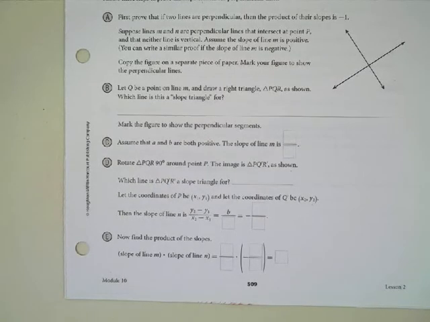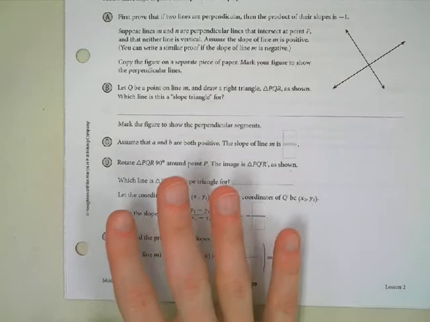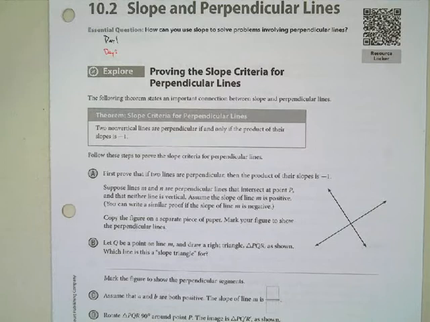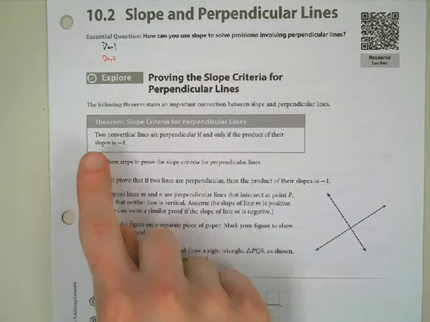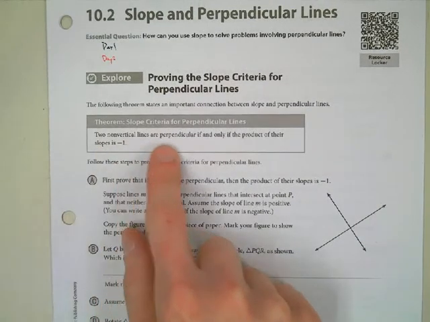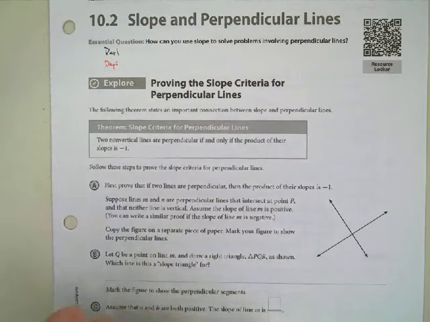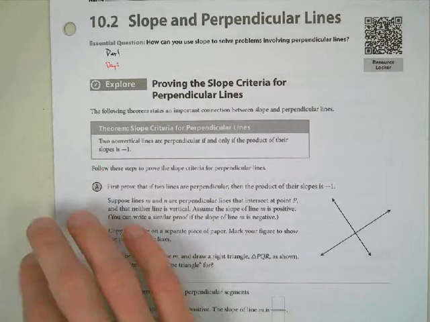As a result, since they're opposite reciprocals, if you were to multiply those two numbers together, you would always end up with -1. And so two non-vertical lines are perpendicular if and only if the product of their slopes is -1. Now, do you have to figure it out using that method? No. You can just do the opposite reciprocal thing. That's fine.